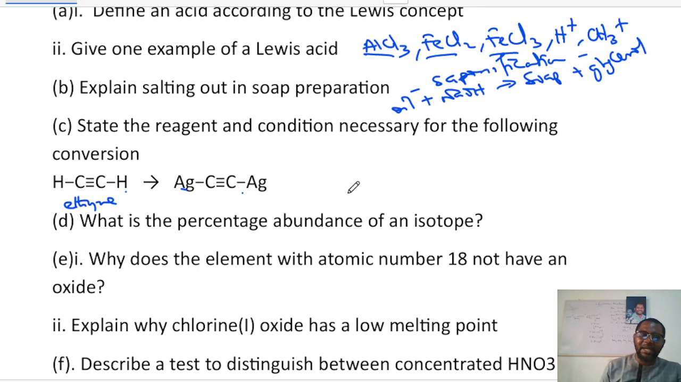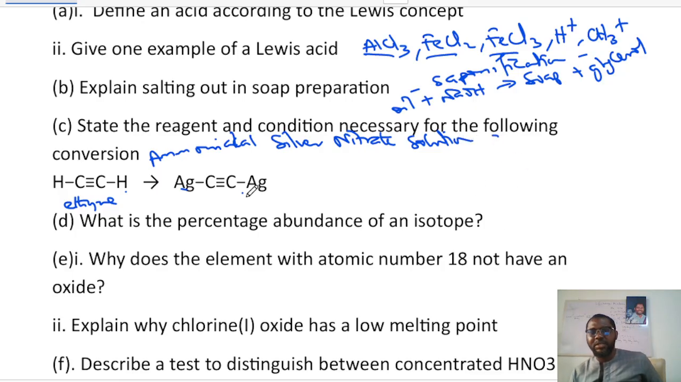Now the reagent that makes this happen is called ammoniacal silver nitrate solution. This reaction is one of the tests for alkynes, used to differentiate alkynes from alkenes. Since both alkynes and alkenes are unsaturated hydrocarbons, the only way you can differentiate them is either you use ammoniacal solution of silver nitrate or you use copper-1 chloride.